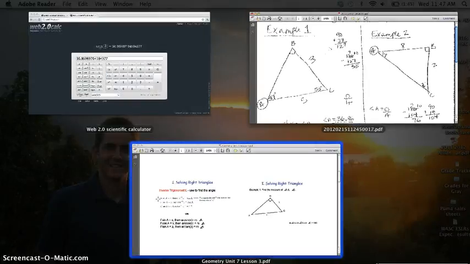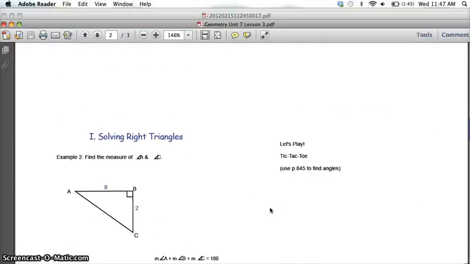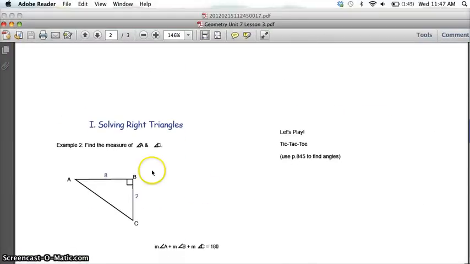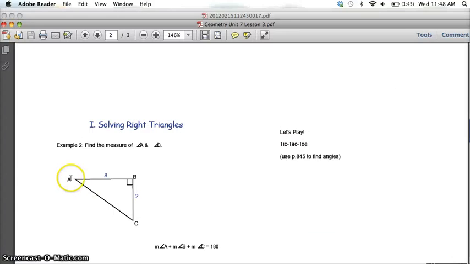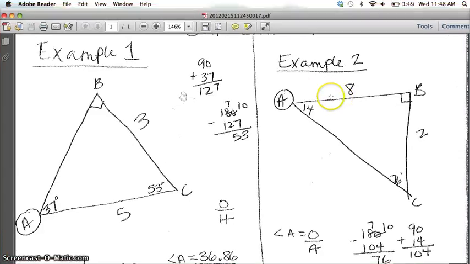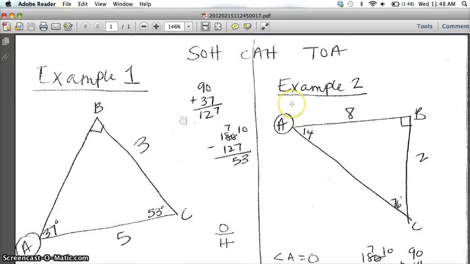Now let's look at example number 2. Example number 2 says find the measure of angle A and angle C. And again, we're trying to find angles. So when you try to find angles, you use your inverse. So let's go back to the work. We're trying to find angle A and angle C. So let's start with angle A. We have to use our sides to find our angles, and we're going to use either sine, cosine, or tangent.